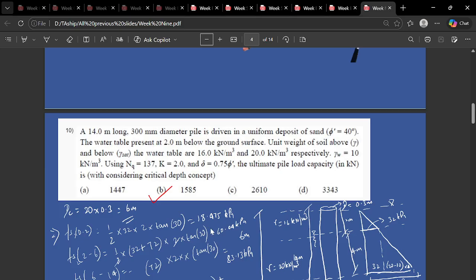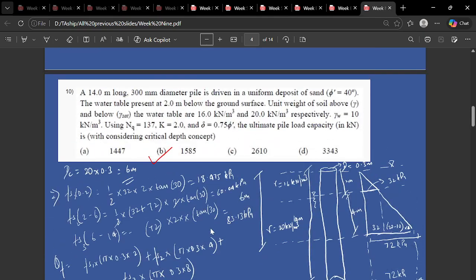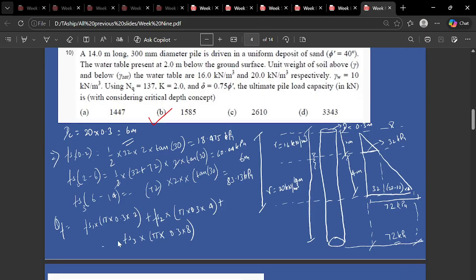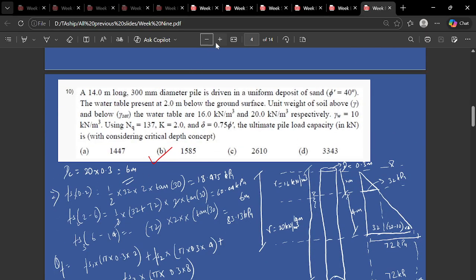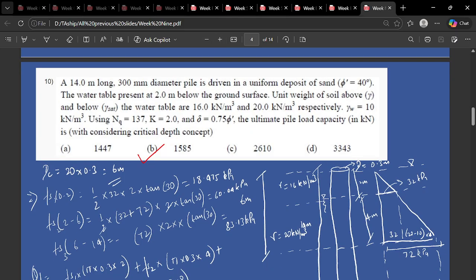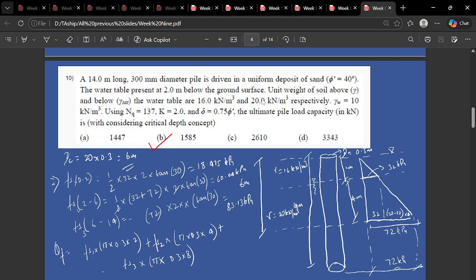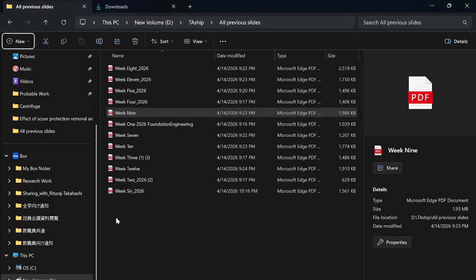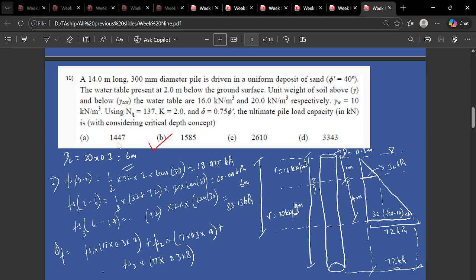equals 40 degree. So you are having a 14-meter long pile which is a 300 diameter pile which is driven into a uniform deposit of sand with a friction angle of 40 degree.